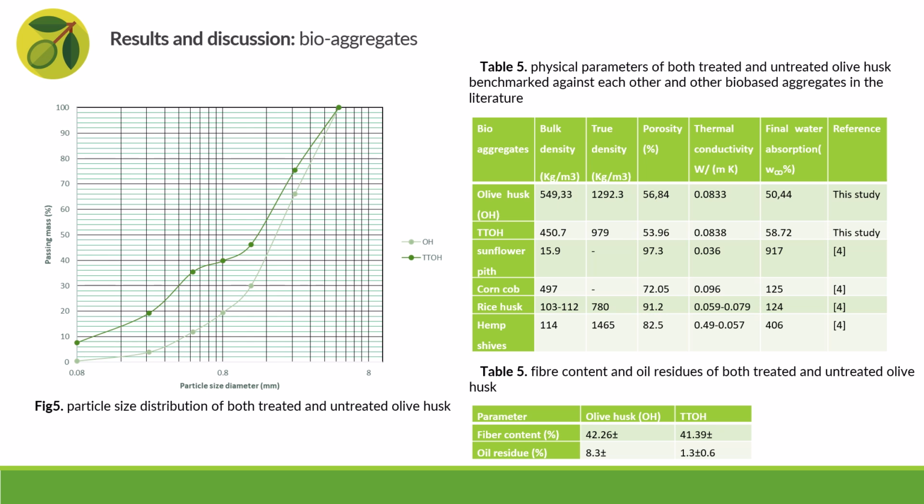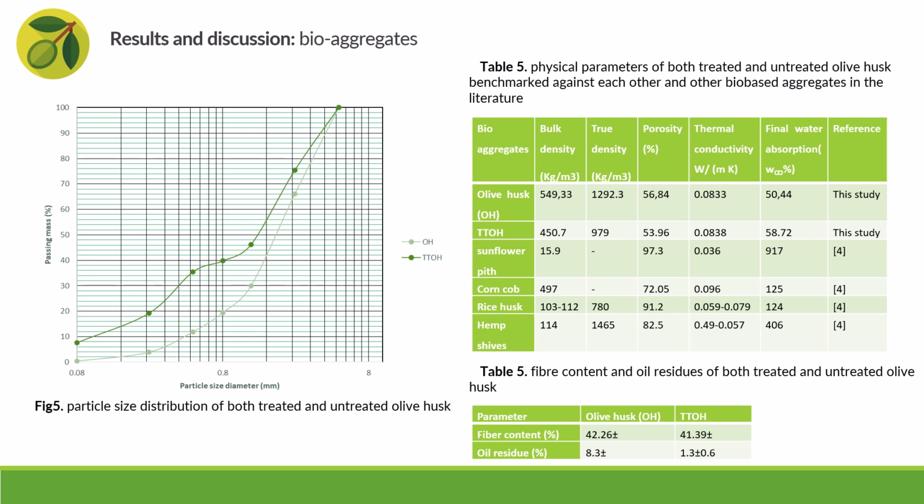On the other hand, the water absorption shows a contrasting trend. Untreated husk absorbs about 50% of its mass in water, which is really low compared to other materials, whereas the treated husk reached nearly 59%, a slight increase. This slight increase is attributed to the exposure of hydrophilic sites once the oil residues are removed.